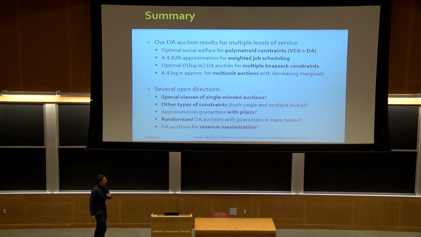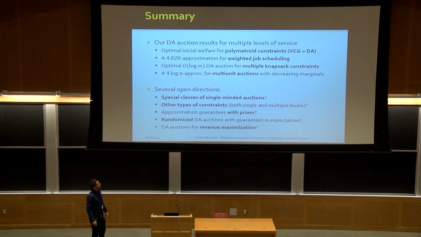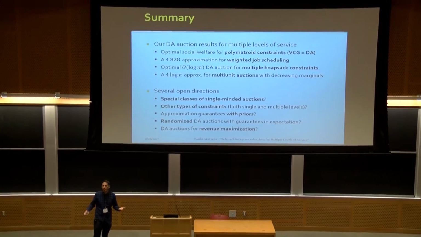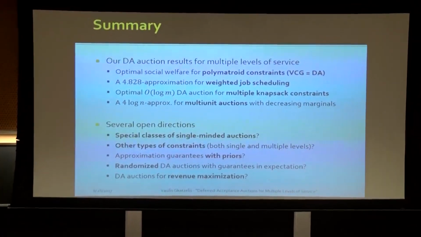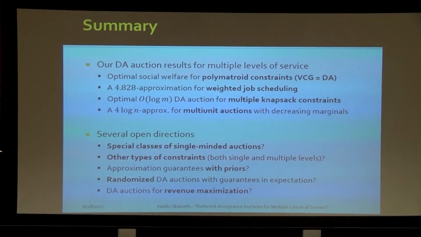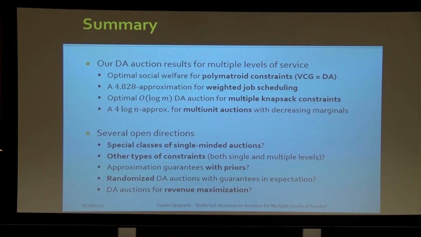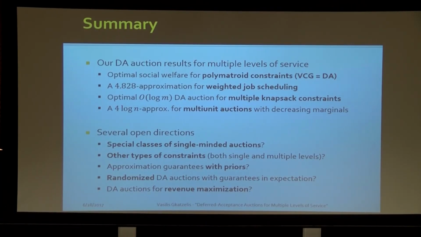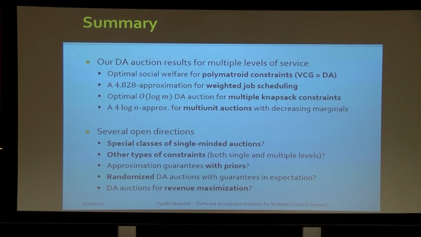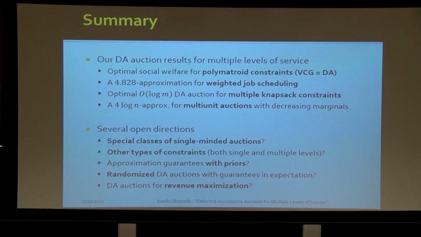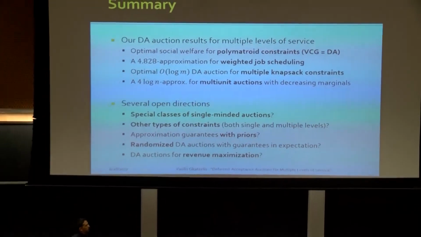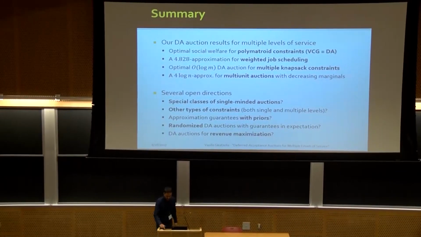To conclude, apart from the results I showed, we have a bunch of other results. For example, for polymatroid constraints, VCG is a deferred acceptance auction. So for instance, in the Adword setting, VCG is a deferred acceptance auction, so you get all these extra nice properties for free. You can get log M for multiple knapsack constraints. In fact, we also have an extension for multidimensional types. And again, there are several open problems that I mentioned before, and let me know if you're interested in any of those. There are more questions open than answered. Thank you.